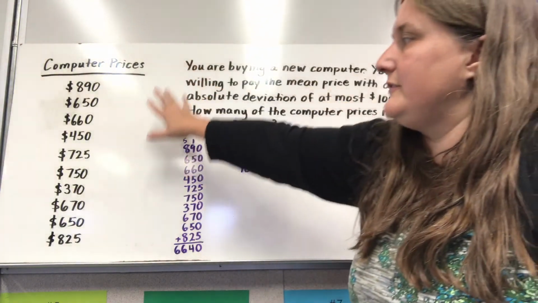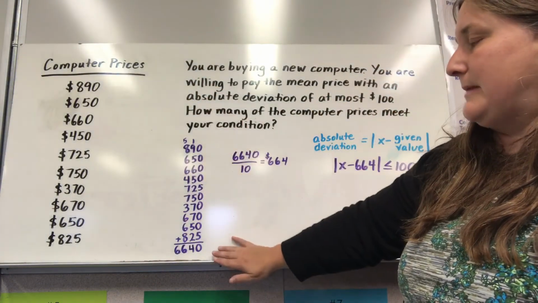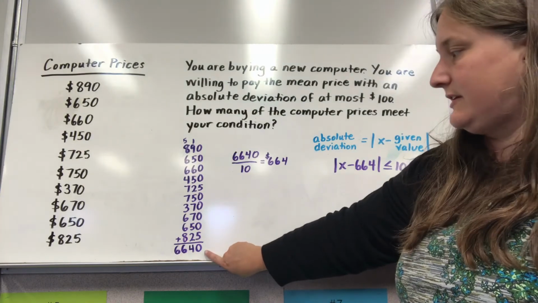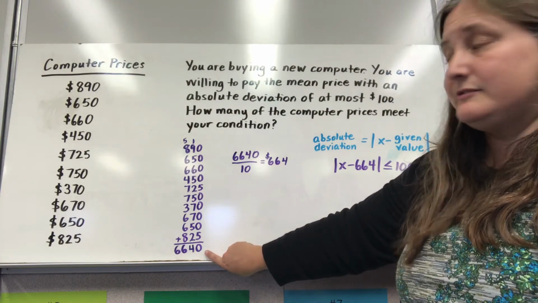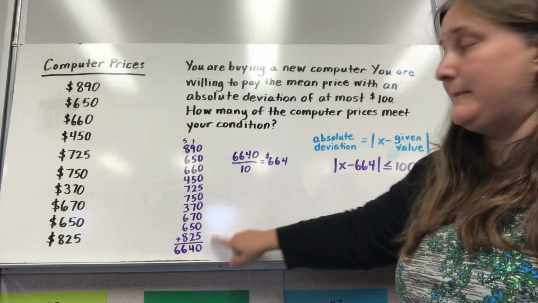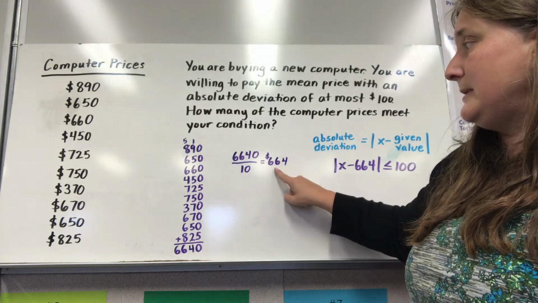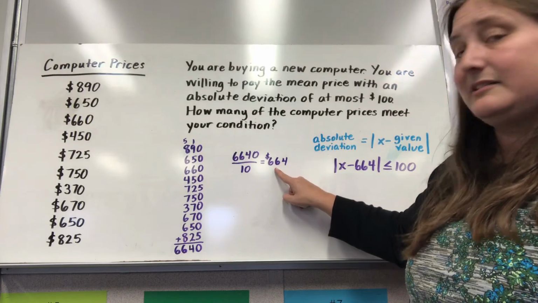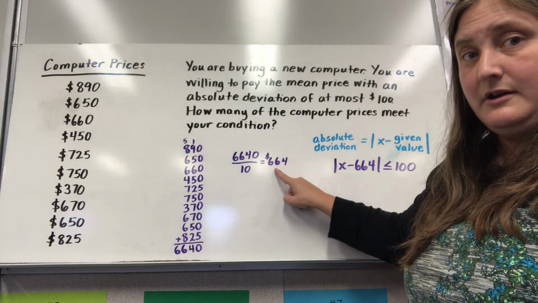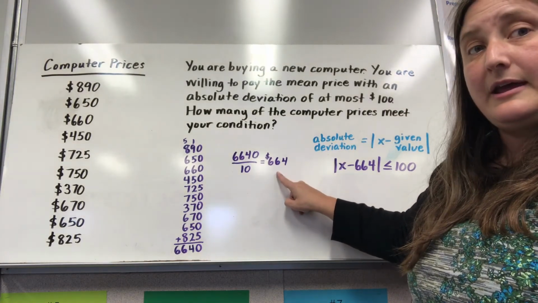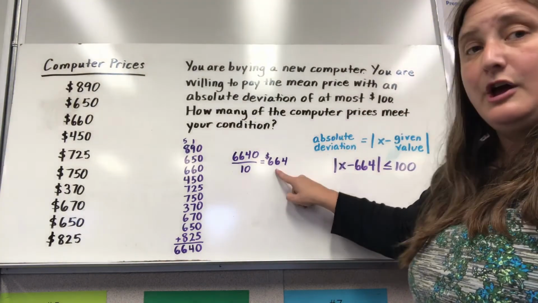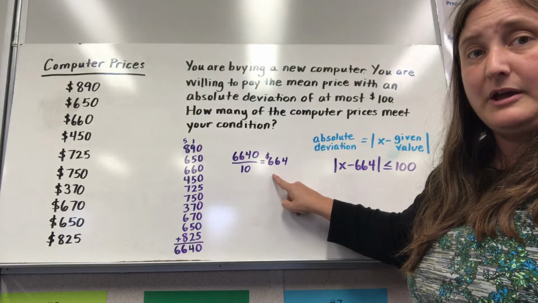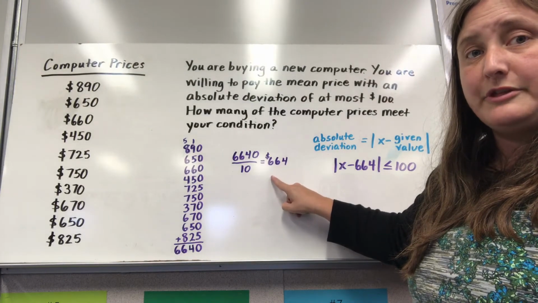So I took all of these computer prices and I added them up to get a grand total of $6,640. But that was for 10 different computers. So to find the mean, after I add all that up, I divide by 10. So the mean price for these computers is $664. Okay? Now I am willing to pay an absolute deviation of at most $100. So $100 above this price or $100 below this price.